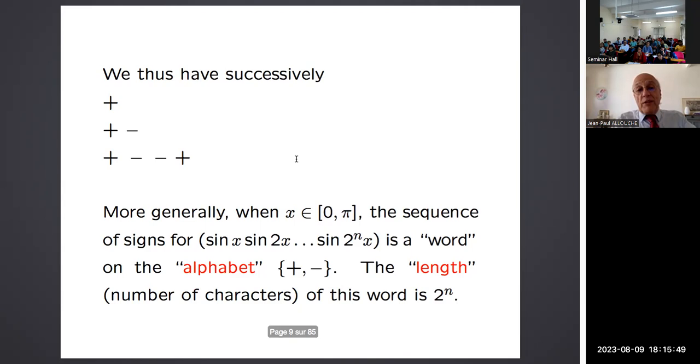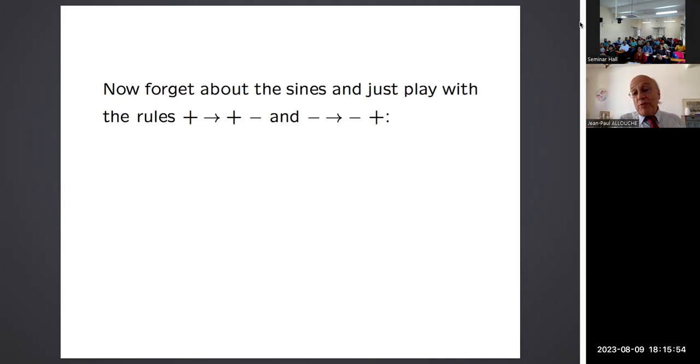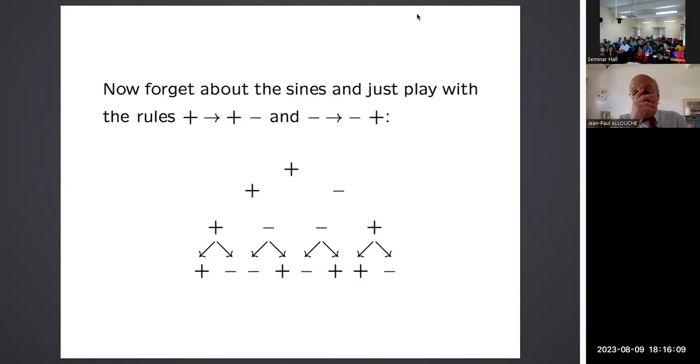We had a rule where we were replacing plus by plus minus and minus by minus plus. So I read again what we had: plus goes to plus minus, and then to plus minus minus plus, and so on and so forth. So each interval, when you multiply by the last sign, splits into two parts: if you had a plus above, you get a plus minus below, and if you had a minus, you get a minus plus.